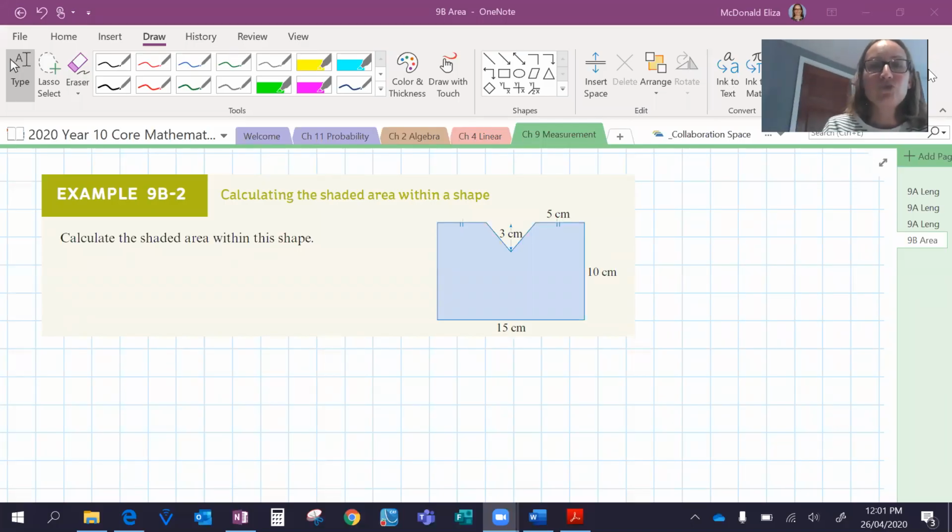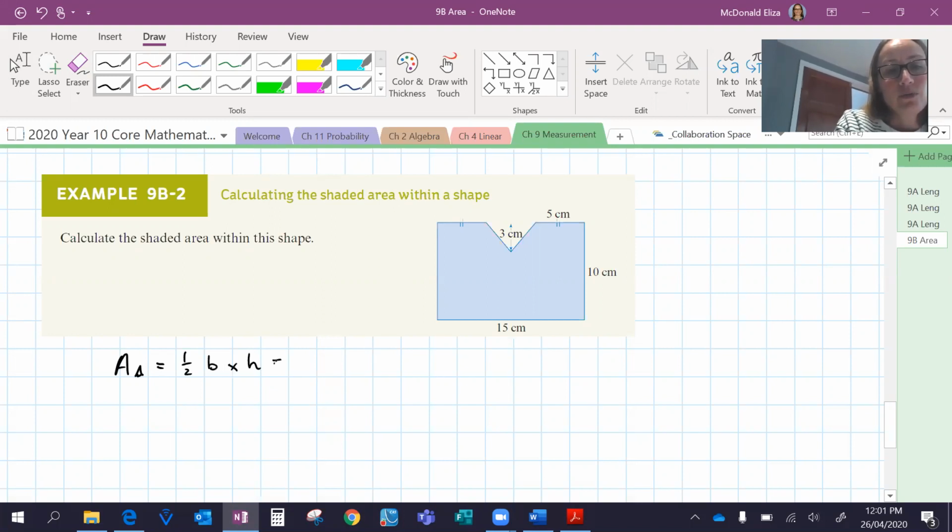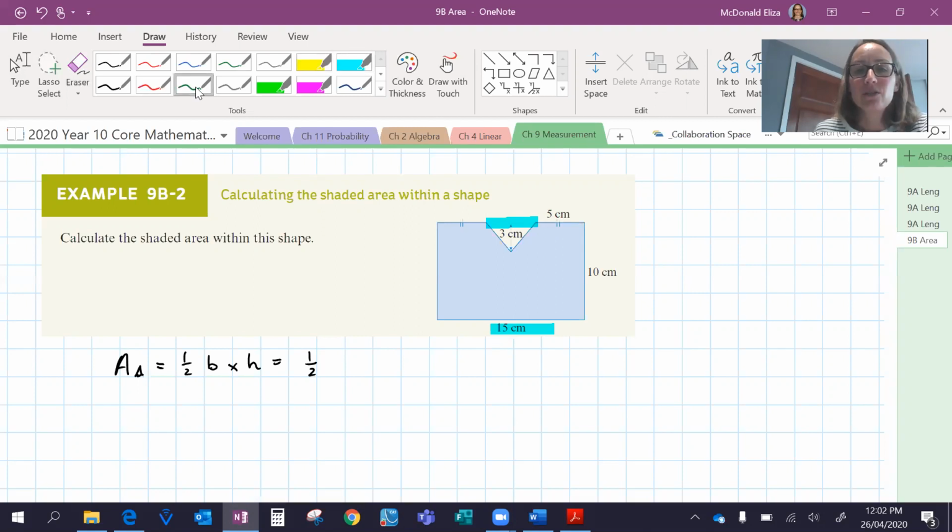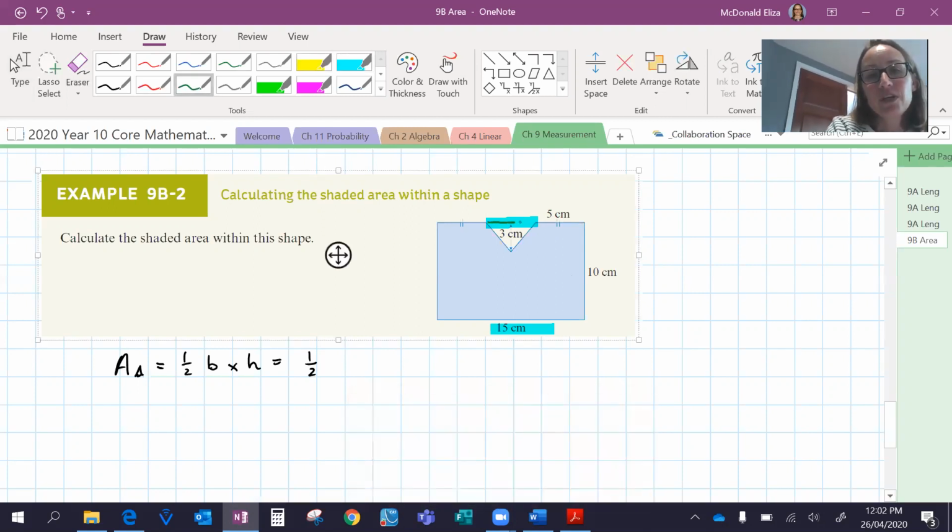So area of the triangle is going to be, area of a triangle is a half times the base multiplied by the height, which in this case, the base, we need to determine the length of the base here, which I'll just draw in aqua there. And we determine that because we've got 15 down here, and we can see two little dashes here mean these are the same length. We've got 5, we've got 5, 15, take away 5 leaves 5 centimetres over here for the base of our triangle.